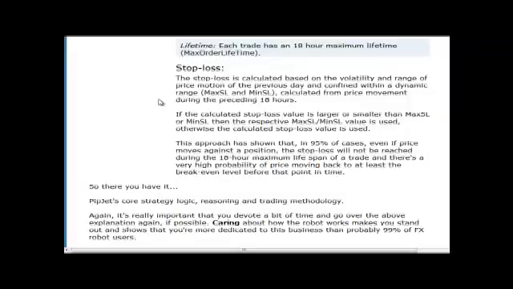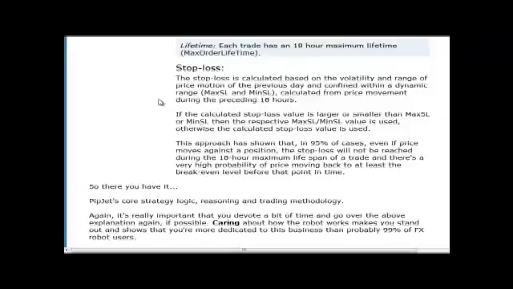Although initially it does compute the maximum and minimum stop loss limit according to today's specific market conditions and what's going on, the robot computes the desired stop loss based on volatility and range. If the desired stop loss is more than the maximum or less than the minimum, it uses the maximum or minimum stop loss that it computed initially. Otherwise, it uses the desired stop loss that it computed according to market context.